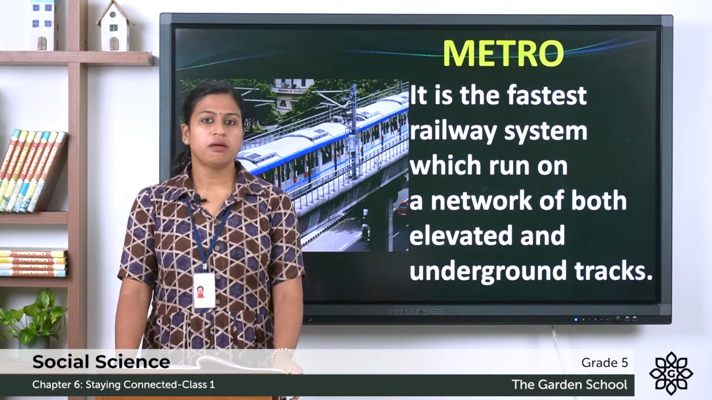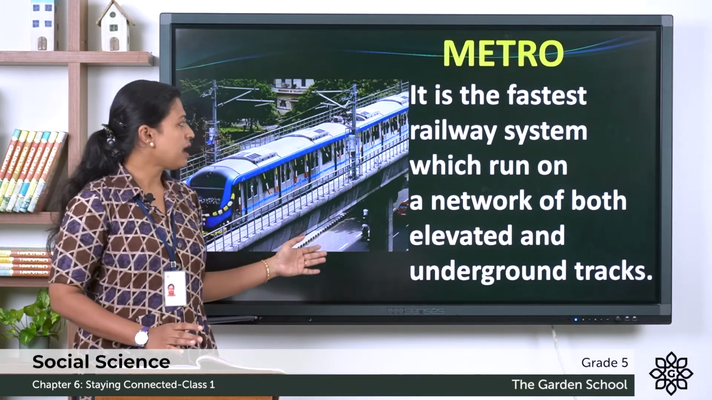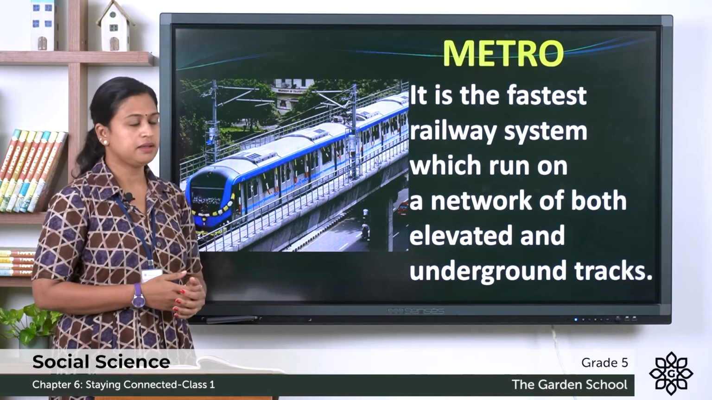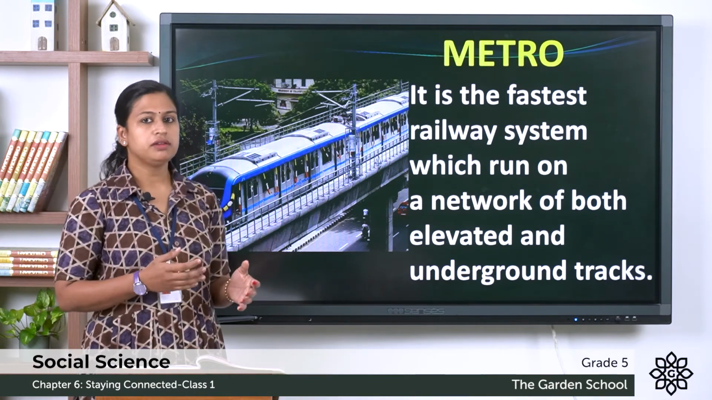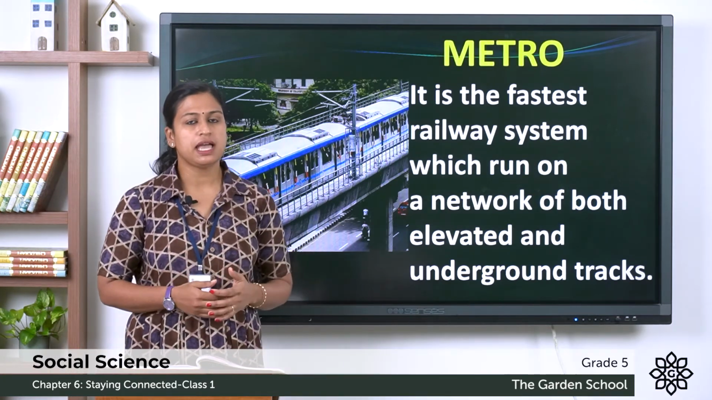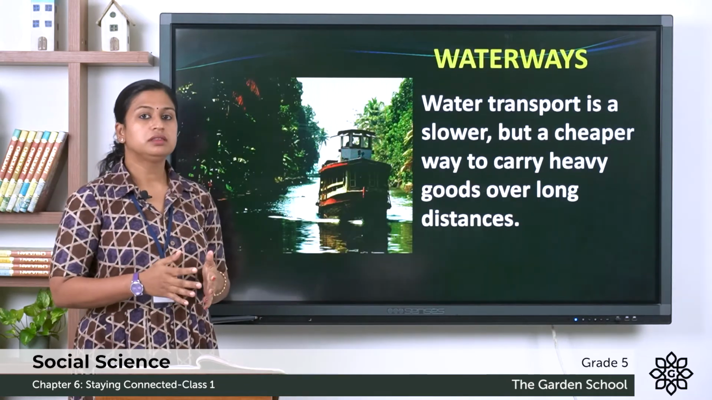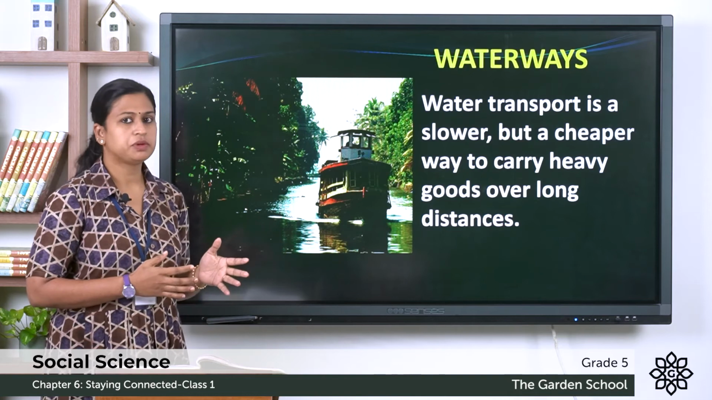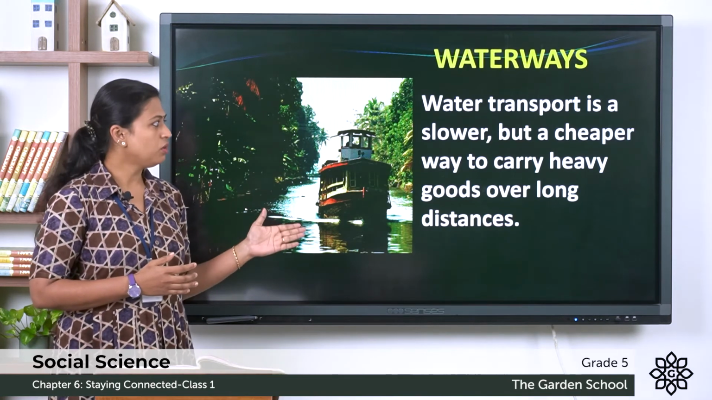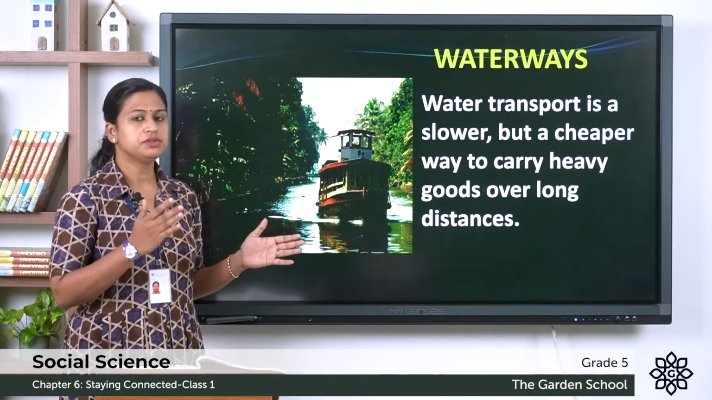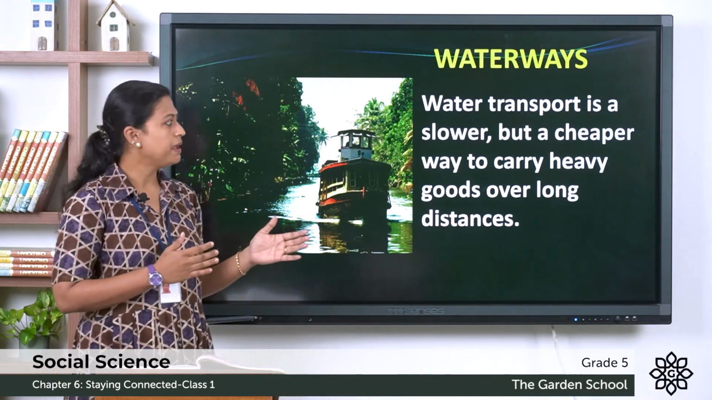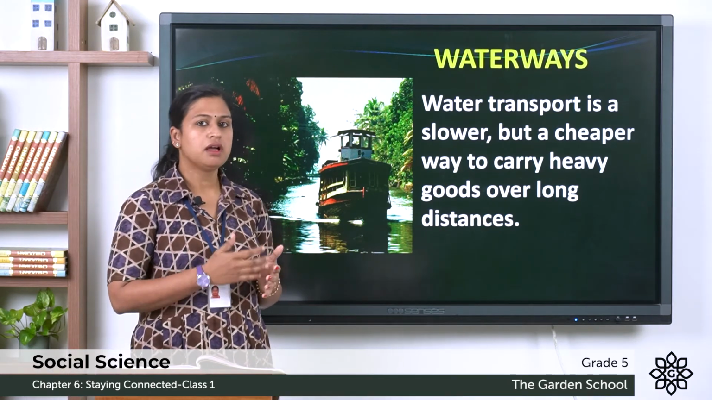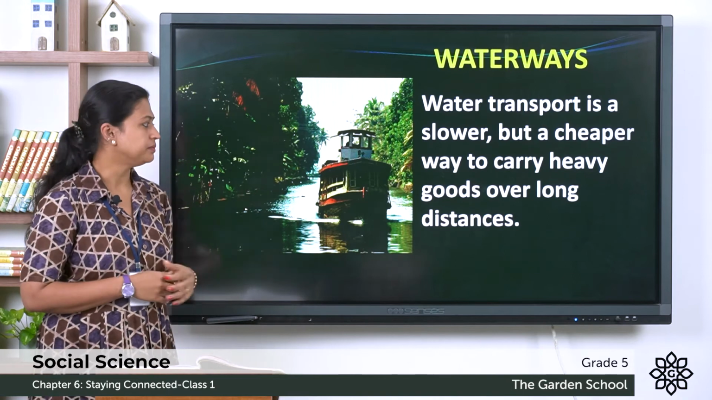Nowadays, we have metros. So, metros are the fastest railway system that runs on a network of both elevated and underground tracks. The third mode of transportation is waterways. So, water transportation is slower but it is very cheap. It is the best way to carry heavy goods from one place to another.